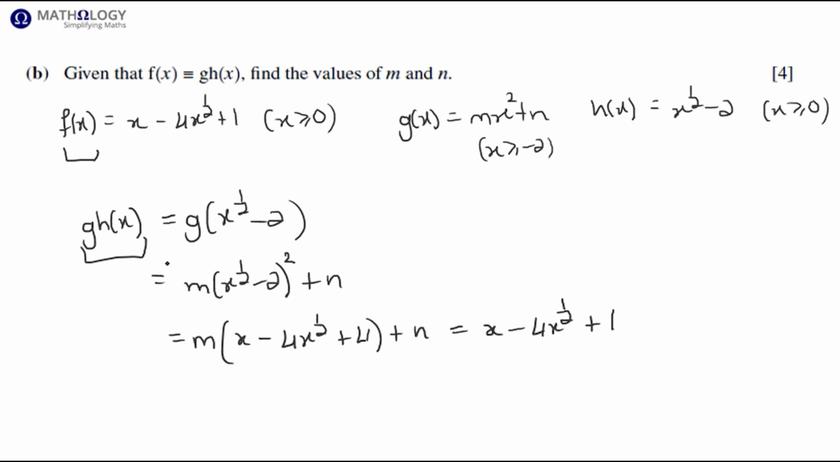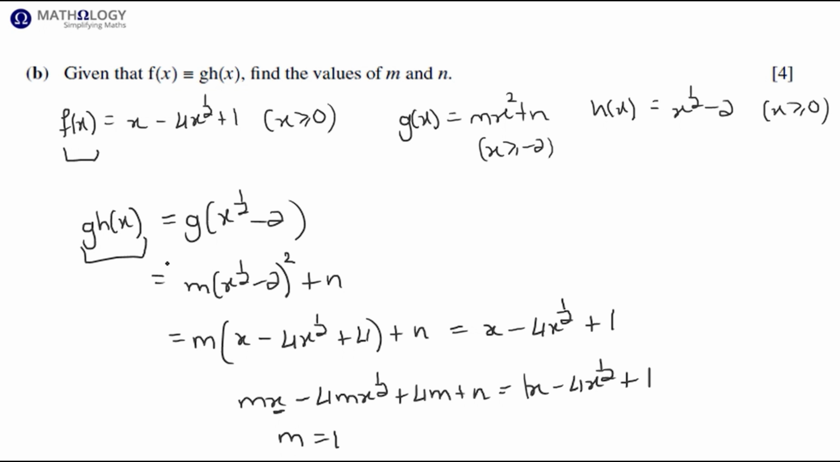And we'll now bring the m into the brackets here. So we'll have mx minus 4mx to the half plus 4m plus n equals x minus 4x to the half plus 1. Now we're going to compare the coefficients of the terms on the left hand side and the terms on the right hand side. So if you look at the coefficient of x on both sides of the equation, we have m on the left, and the coefficient of x on the right is 1, so m will equal 1.